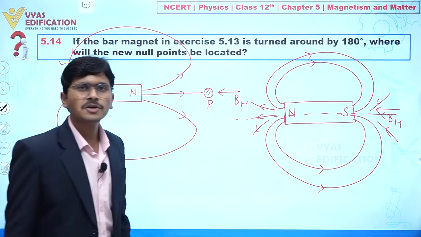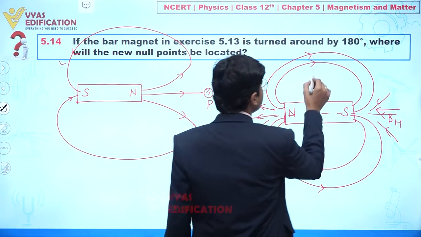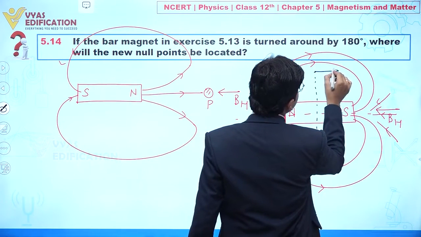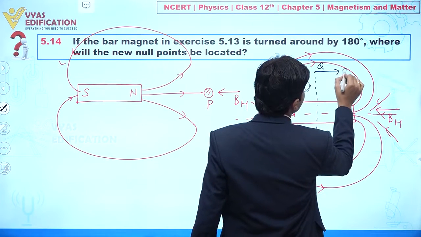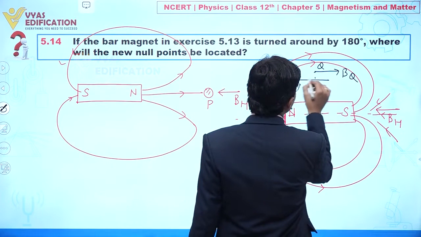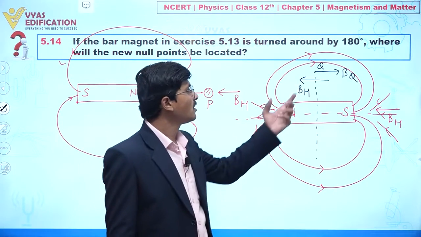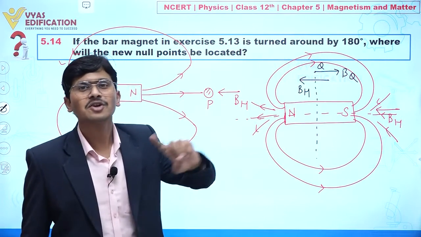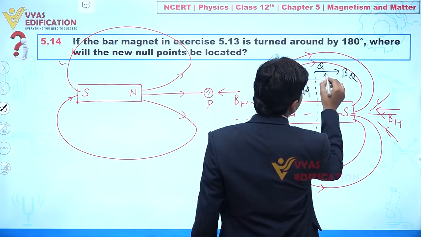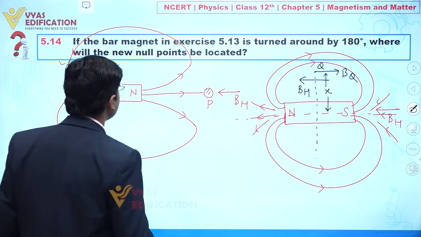Clear? But let's suppose I talk about the equatorial position. At the equatorial position, let's suppose I am talking about this position. Let's suppose this is point Q. So the direction of the magnetic field is BQ. Clear? And we know the horizontal component acts in this direction. So now definitely we will find a null point at the equatorial position. Now we have to calculate the position of that null point. So I am assuming this position is at a distance x. Clear to everyone?